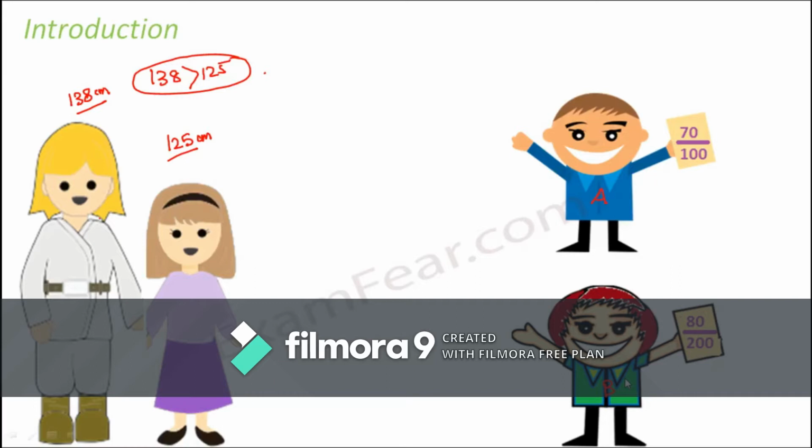We also need to take into consideration the total marks, because if you look at A, he scored 70, which is less than 80, but he scored it out of 100, whereas B scored 80 out of 200. So we just can't compare the numerators and arrive at a result because the denominators in this case are different. So how do we compare who scored more?